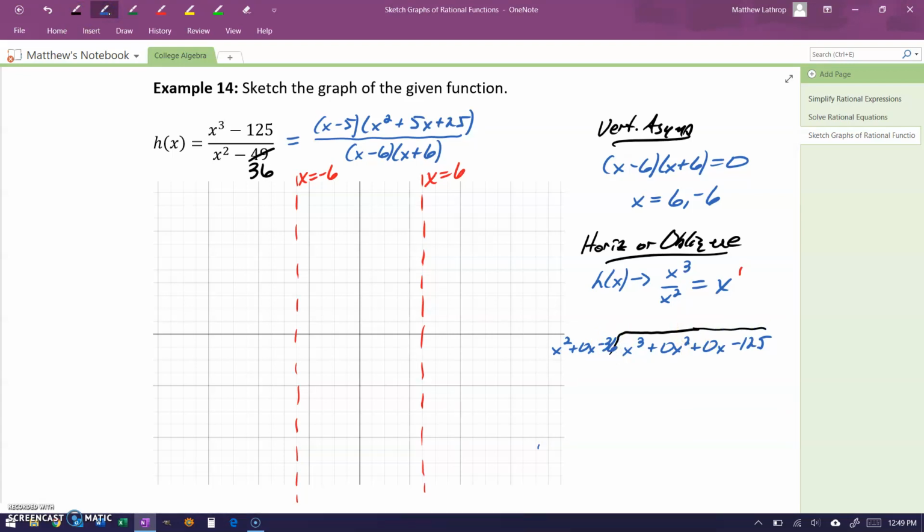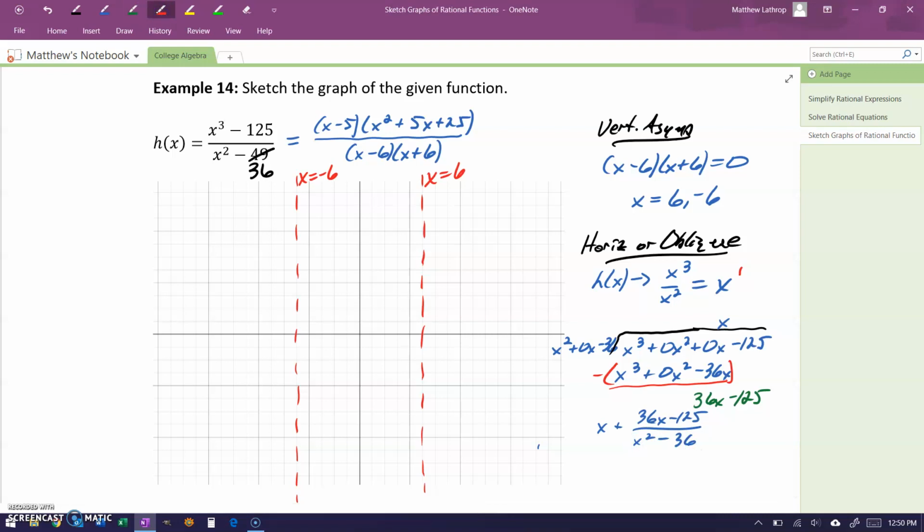We'll start off by multiplying by x to get x cubed plus 0x squared minus 36x, and then subtract, which will leave us with 36x minus 125. So the result of our long division will be x plus 36x minus 125 over x squared minus 36.